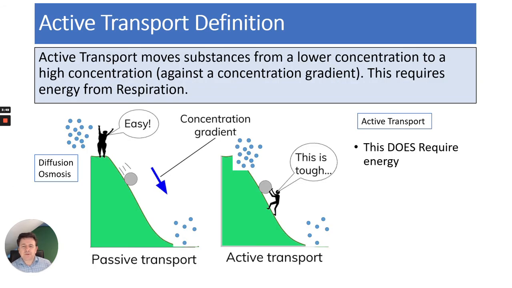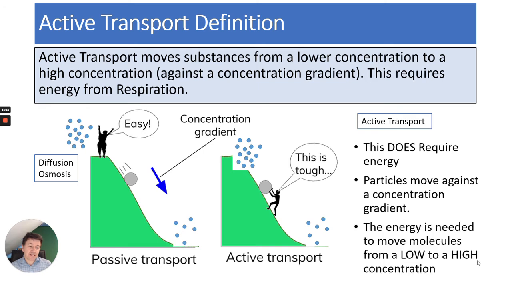Here's a diagram to try and explain it to you. If you think about diffusion and osmosis, you've got a higher concentration and it's a bit like passing a boulder down a hill, so it will go down really easily. It's known as passive transport because no extra energy is required, whereas on the right hand side, if you imagine you're trying to push a boulder up a hill, you're going to need to use a lot of energy. So when you move from a lower concentration to a higher concentration, this does require energy. Particles move against a concentration gradient and energy is needed to move molecules from a low to a high concentration.